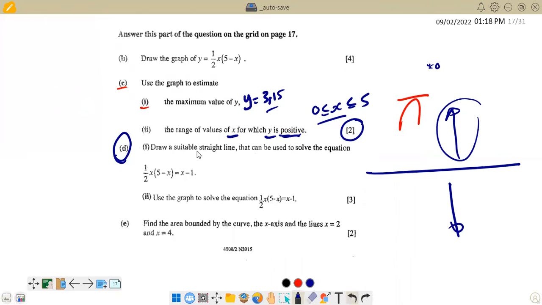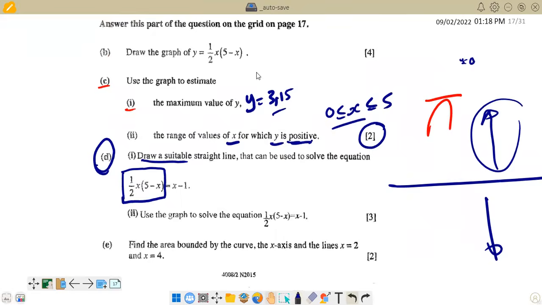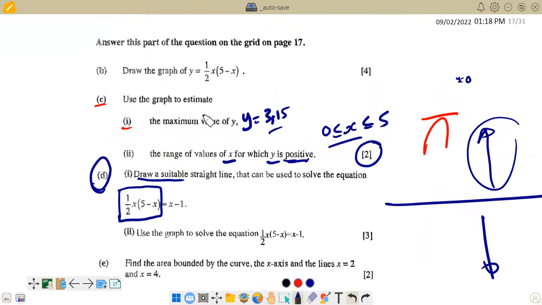Then D item 1, draw the suitable straight line that should be used to solve this equation. Let me adjust so that you can see the equation. We want to solve this equation, but the first part is for us to draw the line that is going to solve this equation here. Remember, this is already given here. This is representing y on this part where we are drawing the graph of y equals. So this indicates y, so we're just going to draw the line of y equals x minus 1.